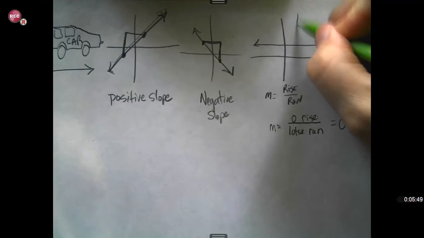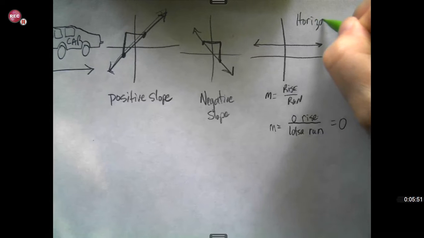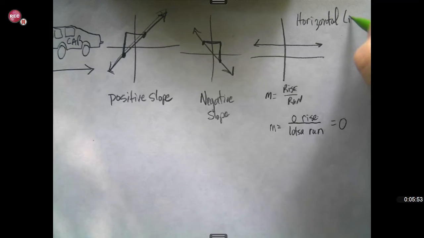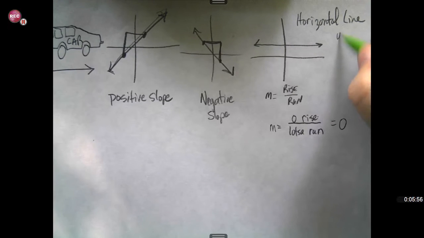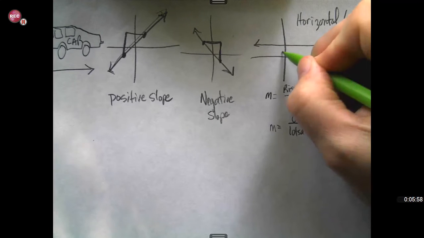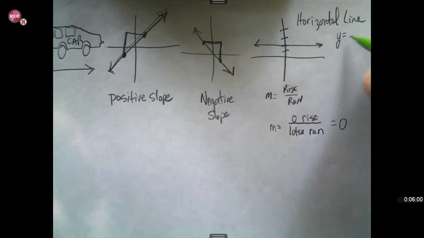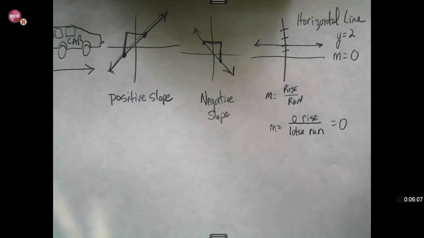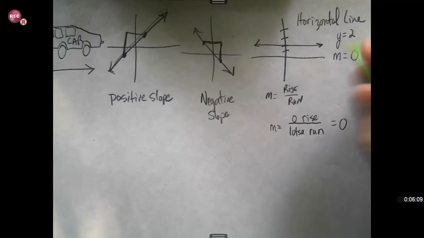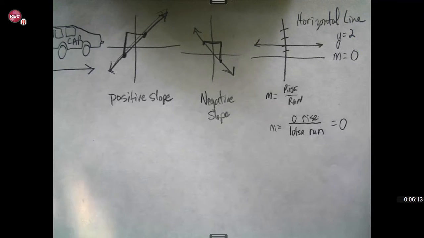So a horizontal line, which is a y, let's say y equals 2 line on this one, the slope is 0. It has a numerical value. We can calculate it. We can pick the 2 points on here and we can calculate their slope. Okay.